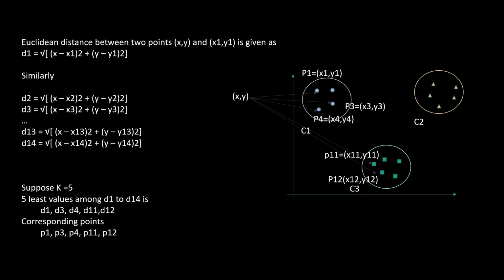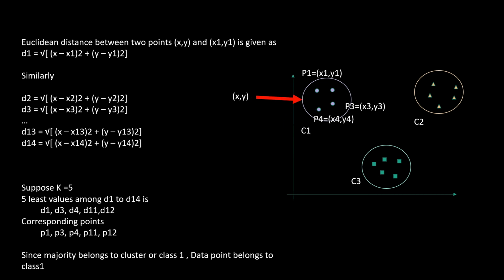Suppose the k value is 5. Therefore, the algorithm will find the 5 least values among all distances. In our case, suppose D1, D2, D3, D11 and D12 are the least 5, which belong to data points P1, P2, P3, P11 and P12. Since 3 of them belong to cluster 1 and 2 belong to cluster 3, we will choose the majority one, which is cluster 1, or C1. Therefore, point P belongs to cluster 1. In case of a regression problem, we will consider the mean value of the 5 nearest neighbors.